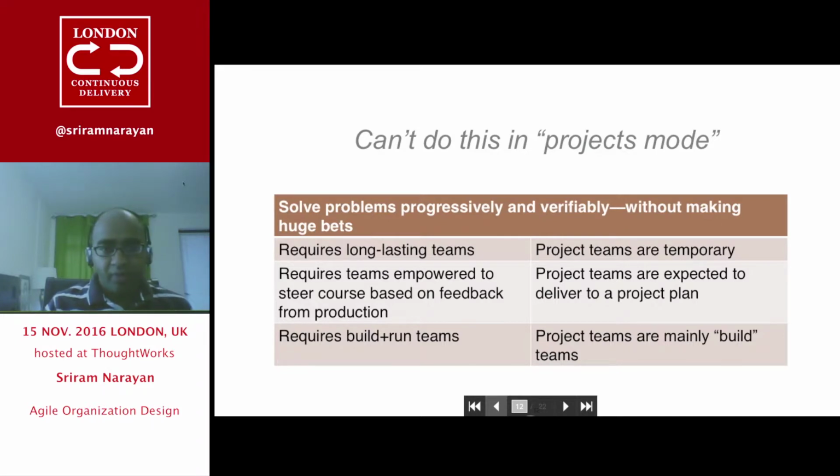And this also means, if you're talking about putting things in production and learning from that, then you have to be a build plus run team. Whereas typically projects are build only teams. They build something and they hand it over to some other team to take care of it. Whether it's support or production monitoring or whatever it is, they hand it over to somebody else. And again, if we are still in that mode, then it's difficult to own a problem and live with it and solve it progressively and verifiably.